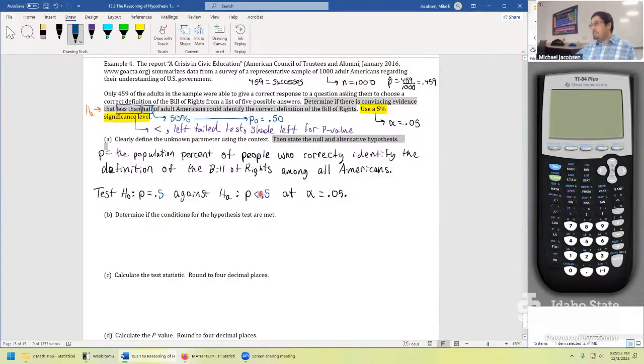So the alternative hypothesis, it should feel like it's just this question or command right here highlighted. We want to find evidence that the percent of people who correctly identify the definition of the Bill of Rights is less than 50%. That seems like the right direction to test if we had only 459 successes. That's 45.9%. But that alone doesn't tell us we have statistical significance. We have to bring in the standard deviation to see really what's going on.